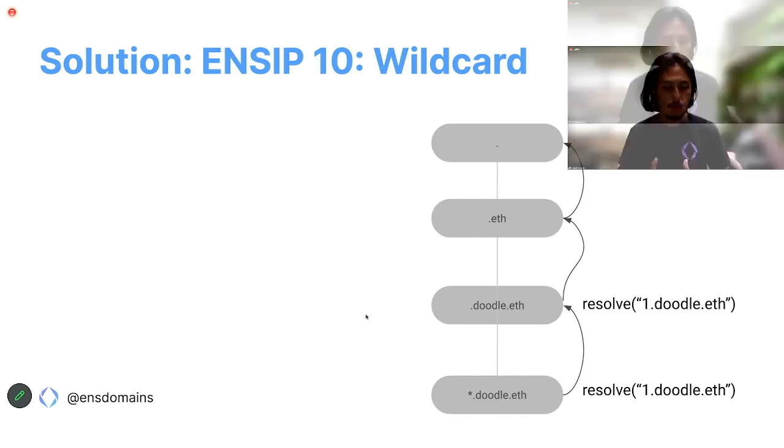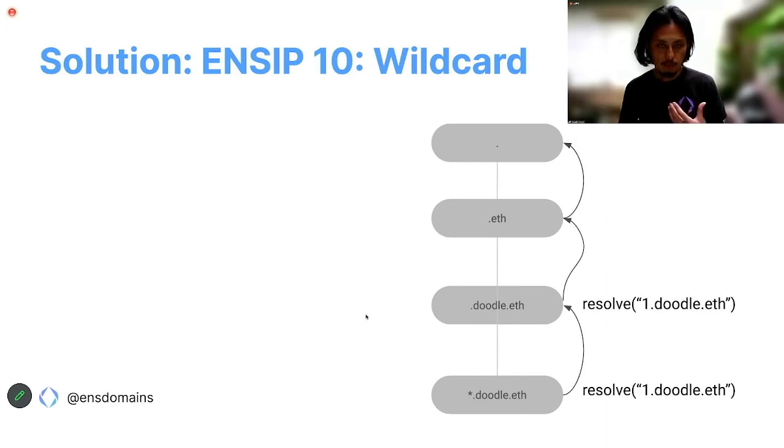One solution to help solve this problem is ENS IP10, the so-called wildcard. This is mostly done at the client level. It's a convention that if you look up something like foo.doodle1.doodle.is, and that subname doesn't exist on the ENS registry, it asks its parent, doodle.is, do you know how to resolve these subnames?